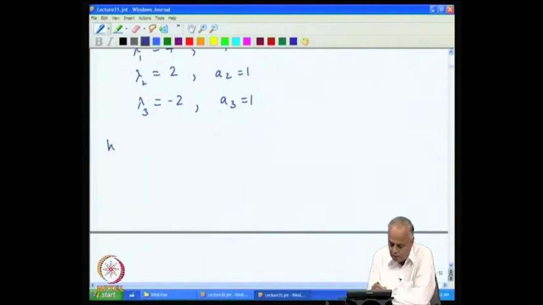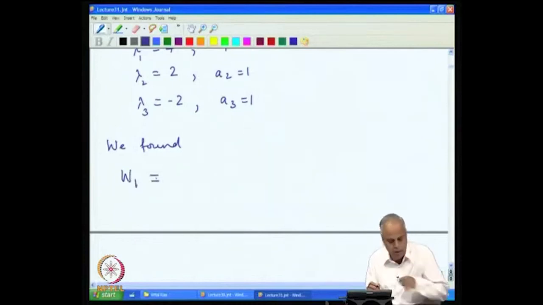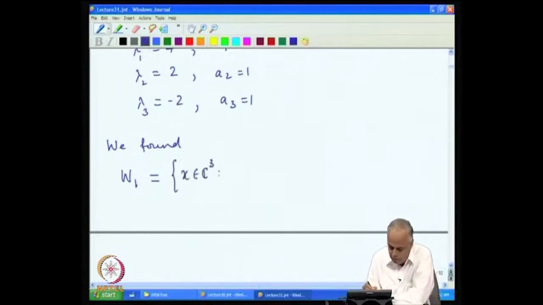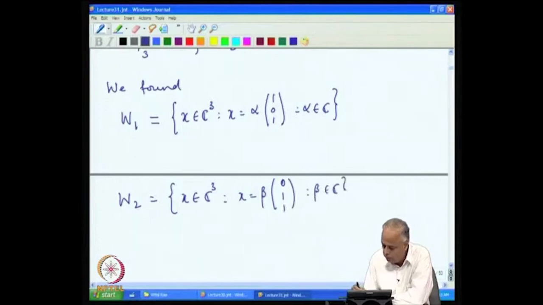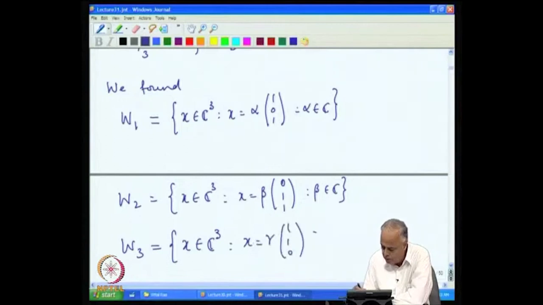Again, in the last lecture, we found the eigenspace W1 corresponding to lambda 1 was the set of all vectors in C3 which were of the form x equal to alpha into 1, 0, 1, where alpha belongs to C. And W2 is the set of all vectors in C3 which were of the form x equal to beta into 0, 1, 1, beta belonging to C. And W3 was found to be the subspace consisting of all those vectors of the form gamma into 1, 1, 0, gamma belongs to R.